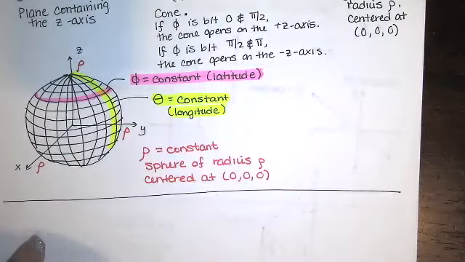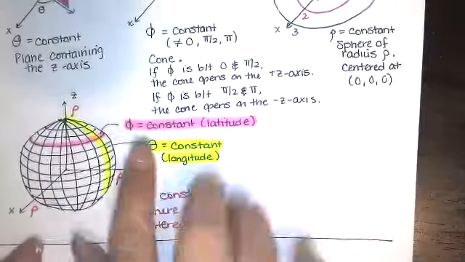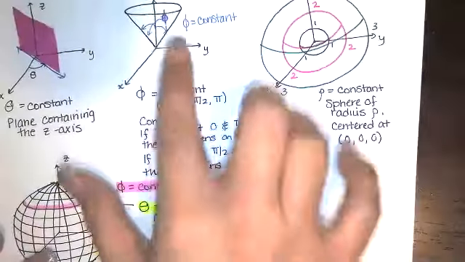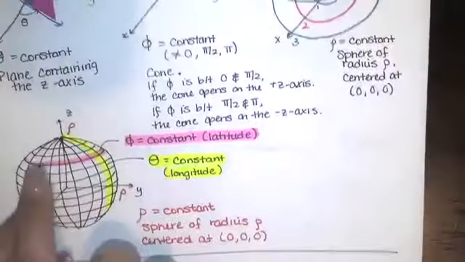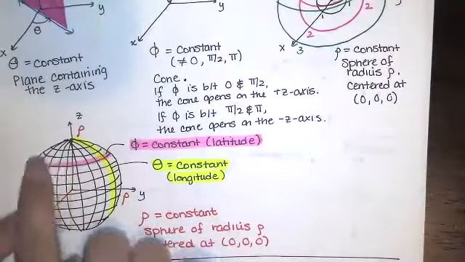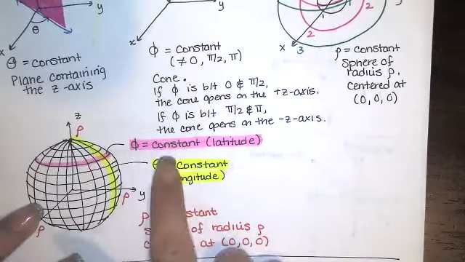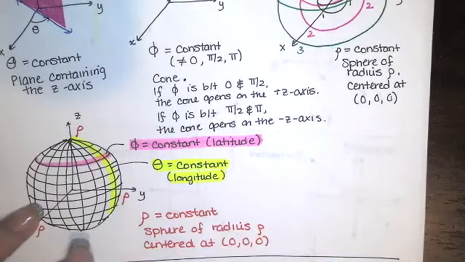Rho and phi act like latitude and longitude. If phi is a constant, remember we get these cones. Those cones are going to intersect our sphere on a line like this. So it's going to be like a latitude line.